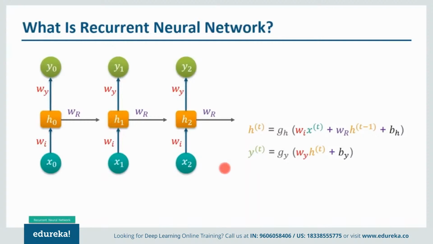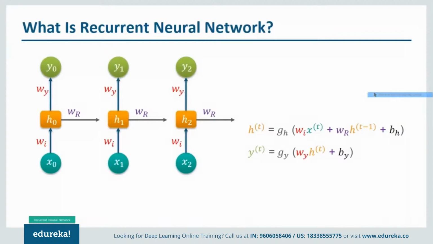Similarly, the next timestamp, that is at time t equals 2, we have input x2. We need to figure out what will be h2. So we'll multiply the weight matrix Wi with x of 2 plus Wr into h of 1 that we have got here plus b of h and pass it through a function g of h to get h of 2. From h of 2 we'll calculate y of 2, Wi into h of 2 plus by, that is the bias, pass it through a function g of y to get y2. And this is how a recurrent neural network works, guys.